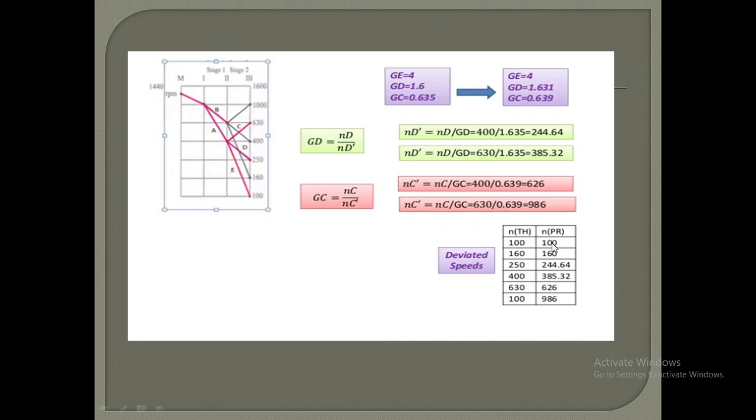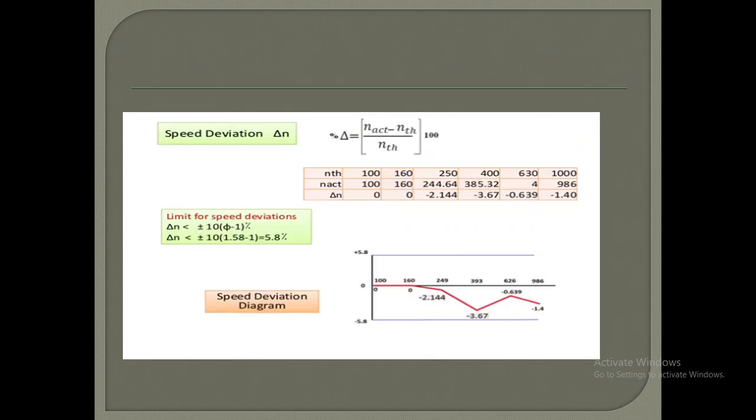I have shown in the next one how to calculate the speed deviation. See that a percentage speed deviation formula is given. Here is the limit of the speed deviation. Delta n is equal to plus or minus 10 into (5 minus 1)%, and delta n is less than plus or minus 10 into (1.58 minus 1), you will get 5.8%. Okay, this is the standard formula you have to use, and percentage speed deviation is denoted by n actual minus n theoretical divided by n theoretical into 100.